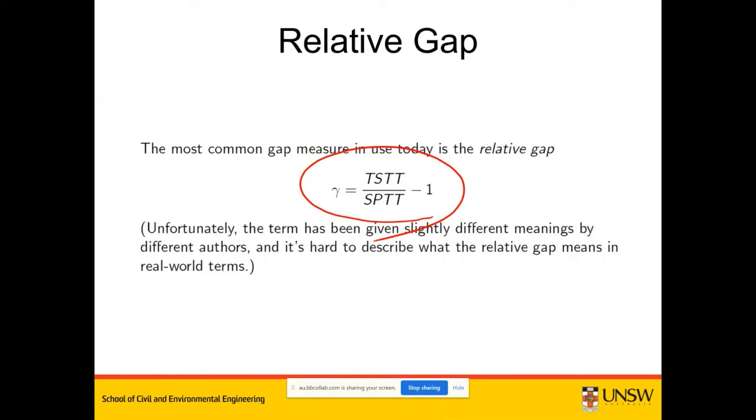So at the equilibrium, we said that TSTT is equal to the shortest path travel time. So at the equilibrium, this ratio is 1, and 1 minus 1 gives me a gap of 0. So if you reach a gap value of 0, that means we are exactly at the equilibrium point.